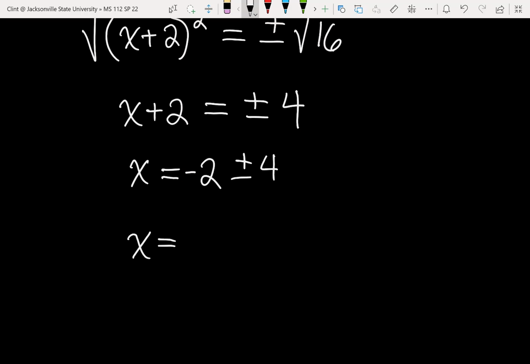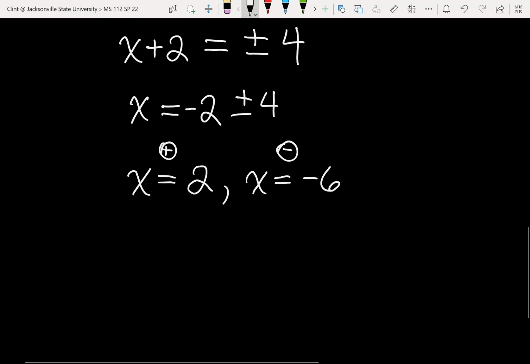And so we get two solutions here. One we get by using the plus sign in the middle, so negative 2 plus 4, 2. That comes from using the plus sign. And then we get one by using the minus sign in the middle, so negative 2 minus 4, we get negative 6. That comes from using the minus sign. Two solutions.